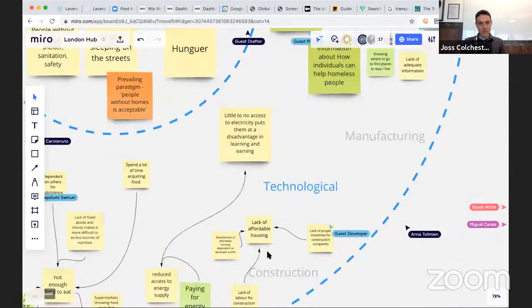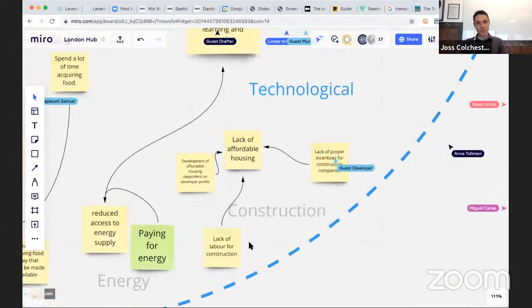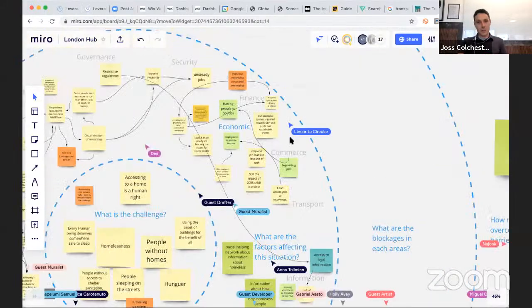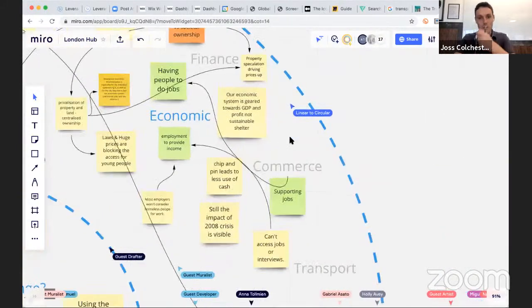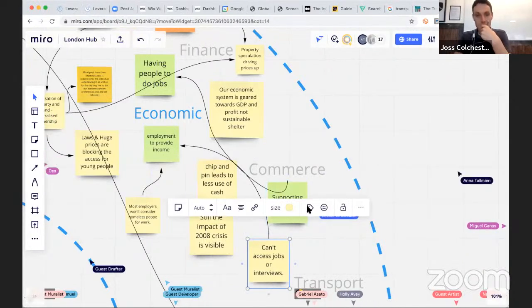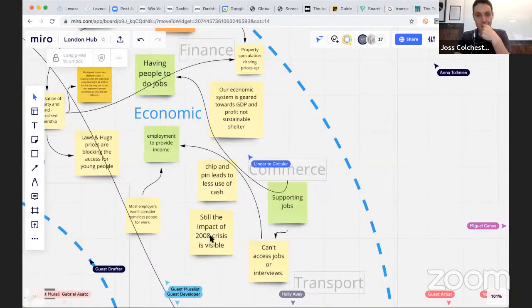Lack of affordable housing. Construction is going to be part of it too, isn't it? Lack of labor for construction, paying for energy, reduced access to energy supply. Finance is going to be a big part of this over here too, isn't it? Like the way the whole economy is working. Jobs, can't access jobs, job support. This is going to be a little cluster here.